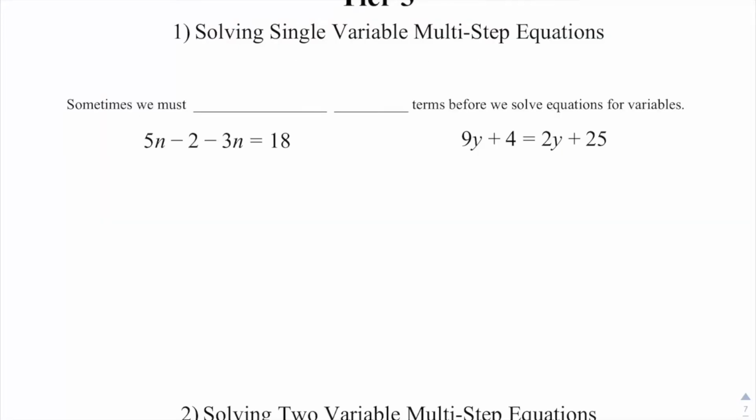Sometimes we must combine like terms before we solve equations for variables. What that means is we have to see what's alike. There's 5n, here's a negative 3n. Over here we have a 9y and a 2y on that side. And then over here we have a negative 2 and a positive 18, and a positive 4 and a positive 25. So those are two equations and those are the like terms in them.